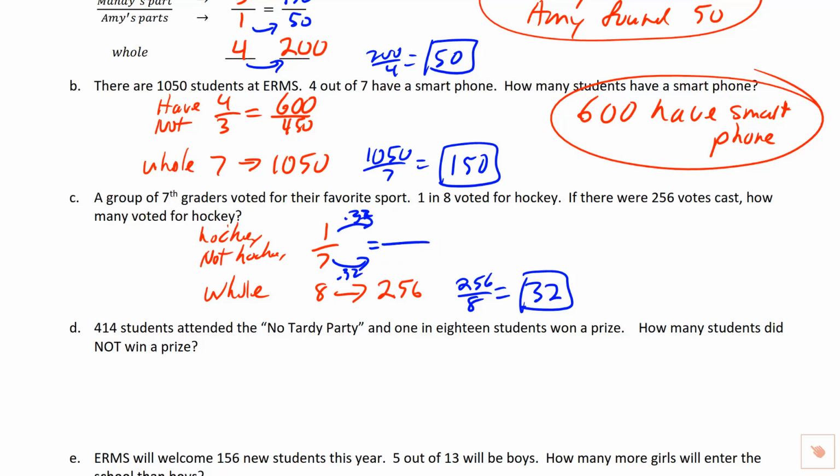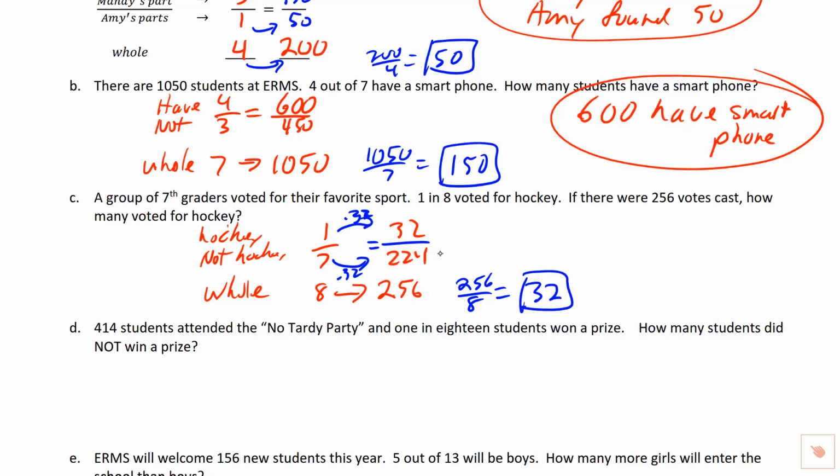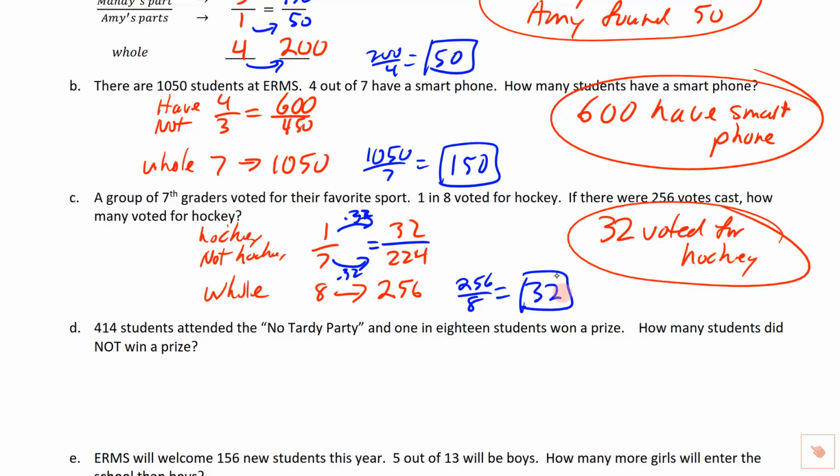So we end up with, let's check and see. Well, 1 times 32 would be 32. And then I need 7 times 32. So we'll do 7 times 32. Hit enter, 224. Okay, and then the question was, how many voted for hockey? Well, it just turns out that those are the ones that voted for hockey, so it's 32 voted for hockey. All right, so there's the answer. Just so happens that on this one, the answer to the problem is the same as the scale factor, mostly because that's a 1 right there.